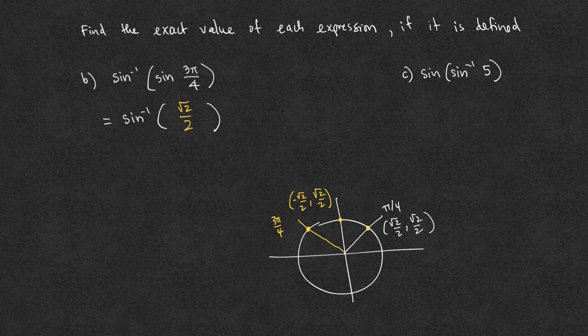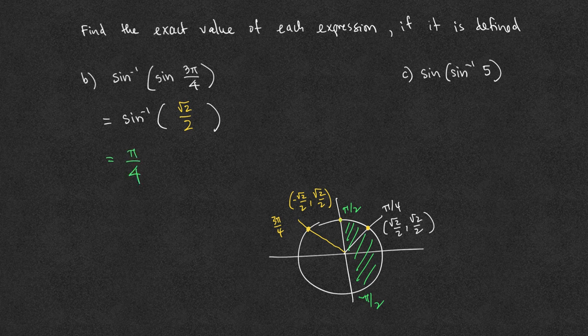Now, sine inverse of root 2 over 2 is a number in the first and the fourth quadrant. We would have to restrict the domain to the interval negative pi over 2 to pi over 2 only. And so the answer is not going to be 3 pi over 4 because 3 pi over 4 is outside of this restricted domain. But by looking at this unit circle, we see that sine inverse of root 2 over 2 is the angle pi over 4. So the answer is simply pi over 4.